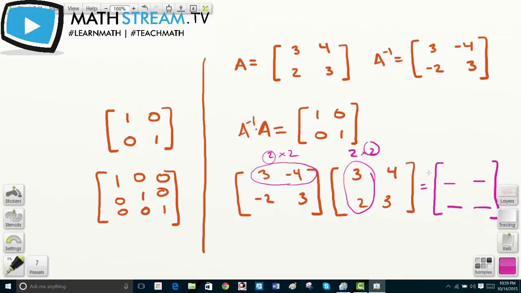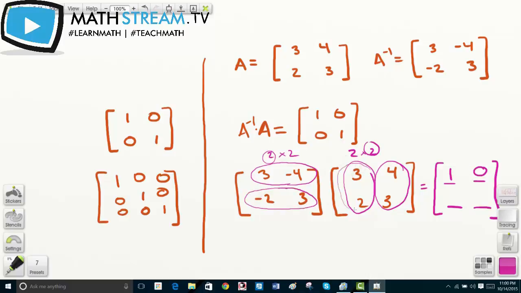Alright, so let's see what happens. Rows and columns, 3 and 3, pairing them up. 3 times 3 is 9. Negative 4 times 2 is negative 8. So 9 and negative 8 is 1. Okay, next position is row 1, column 2. Pair up those elements. 3 and 4 is 12. Negative 4 times 3 is negative 12. 12 and negative 12 make 0. So far, so good.